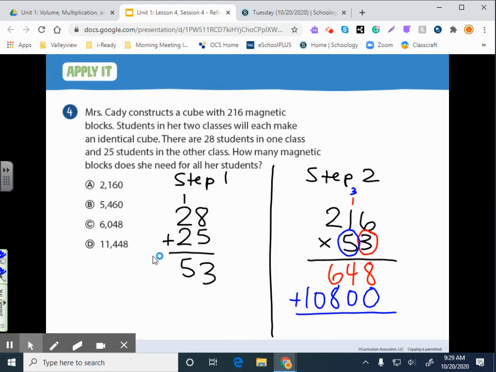Let's add them up. We got 8, 4, 14, 1, 1. So she needs 11,448 blocks. Wow, that's a lot.